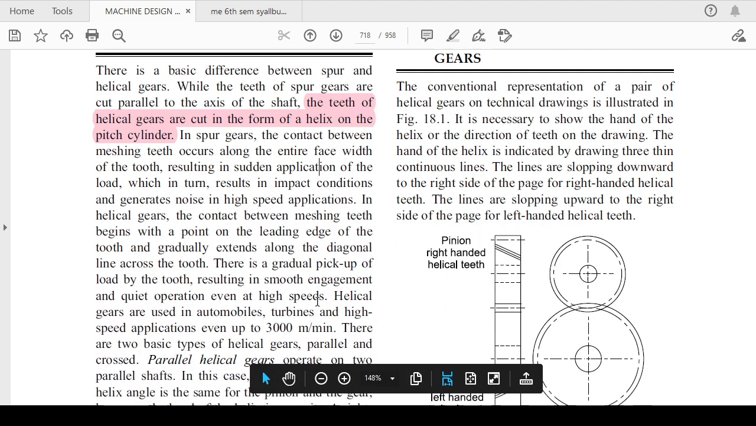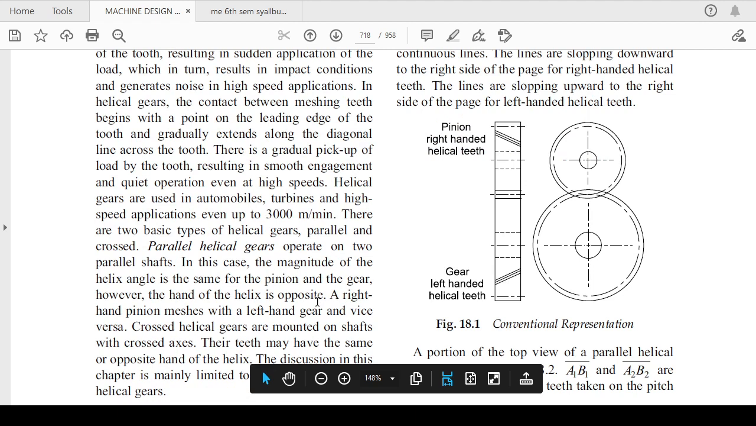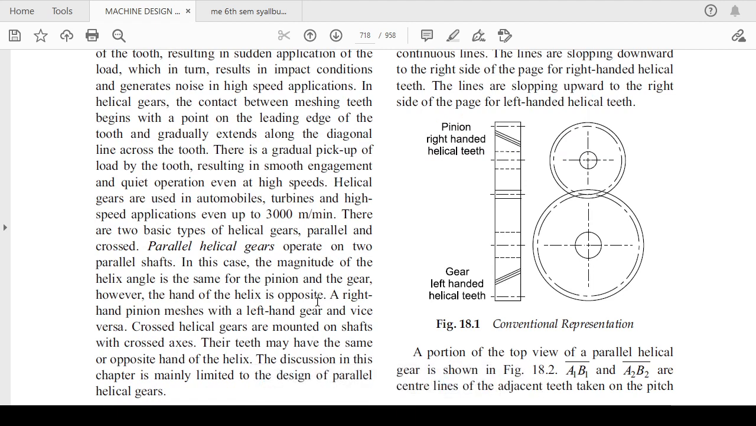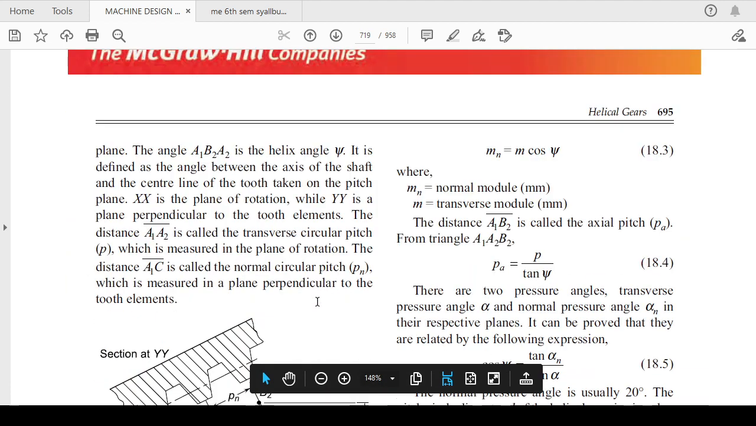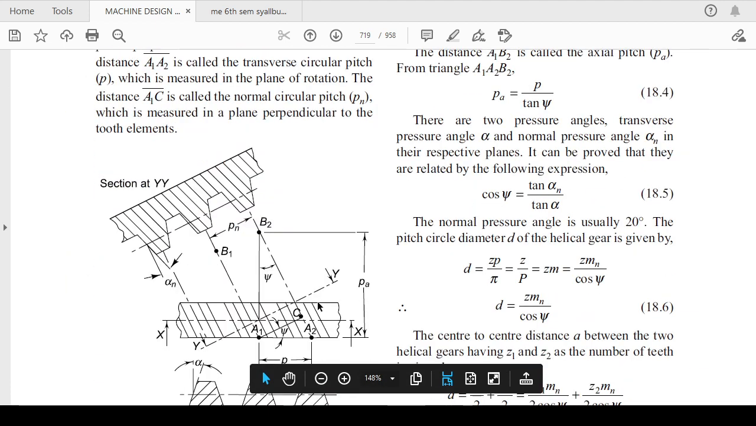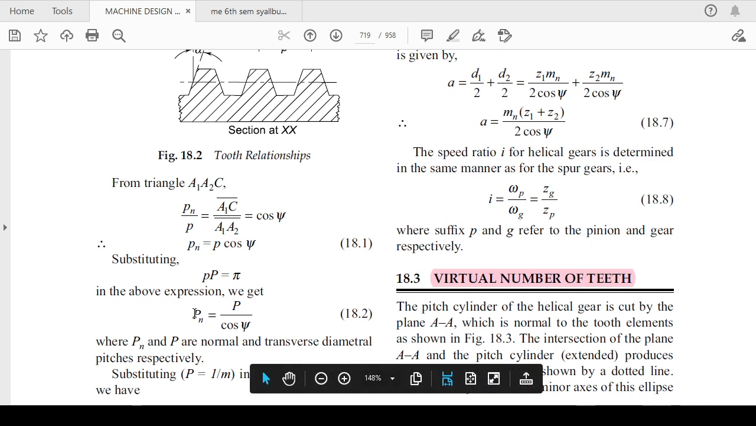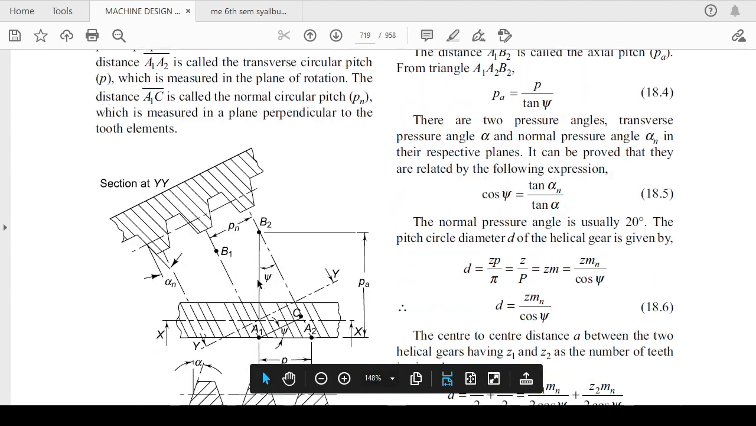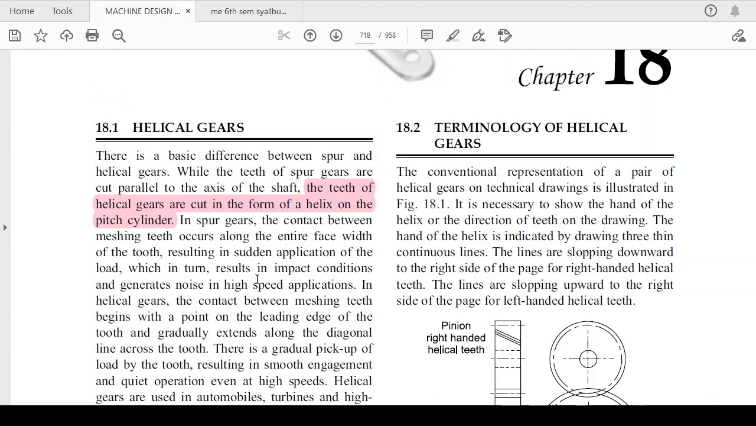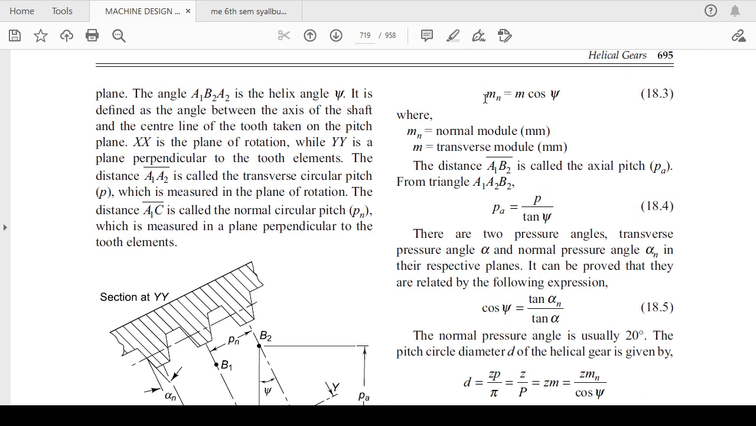Okay, and the terminology you have seen in your previous theory of machines syllabus or maybe in DME1. So I'm just recalling the important topics which you have to revise. As you already know, the normal pitch is equal to the pitch divided by cos psi, which is your angle of helix. Similarly, your normal module mn is equal to m cos psi, where mn is the normal module and m is the transverse module.